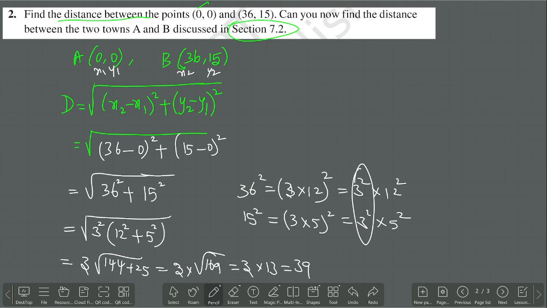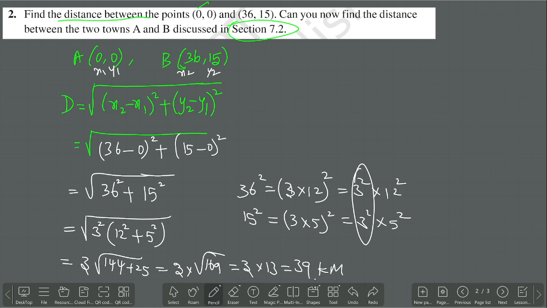Is there any unit given, like centimeter? Nothing. If kilometer is given, you can write kilometer. But in 7.2, they mentioned kilometer, I think. Then you can mention kilometer here. Then the distance between town A and B is 39 kilometers. Like that you can give. Understand? See, if you go the other way, it will come as 39 square, which is a big number. You cannot find it easily. So this is the easy way to go.